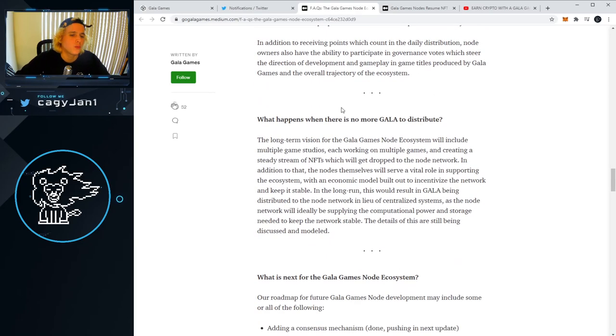Now, very important, what happens when there is no Gala to distribute? The long-term vision of the Gala Games node ecosystem will include multiple game studios, each working on multiple games and creating a steady stream of NFTs, which will be dropped to the node network. In addition to that, the nodes themselves will serve a vital role in supporting the ecosystem, with an economic model built out to incentivize the network and keep it stable. In the long run, this would result in Gala being distributed to the node network in lieu of centralized systems, as the node network will ideally be supplying the computational power and storage needed to keep the network stable. The details of this are still being discussed and modeled.